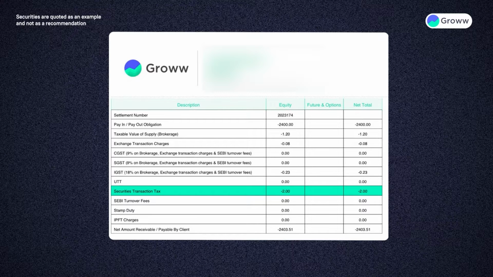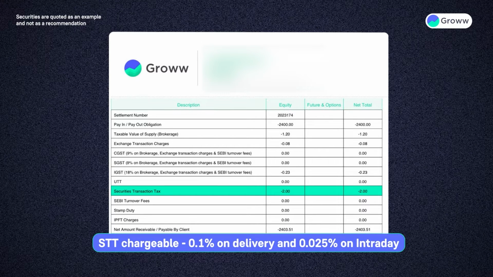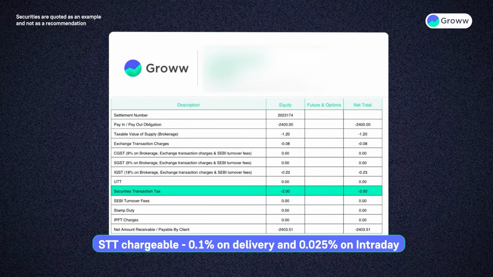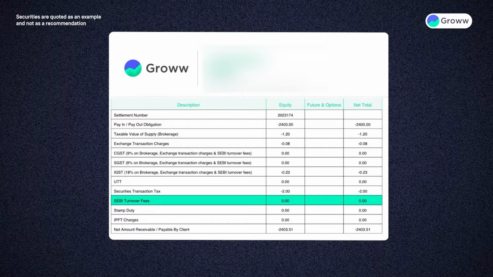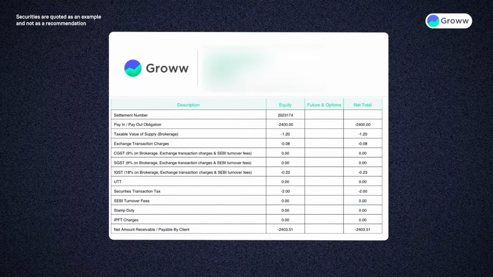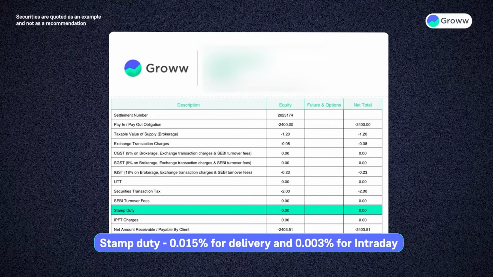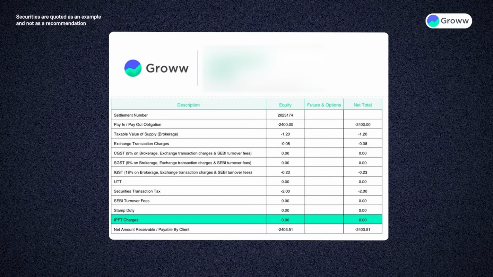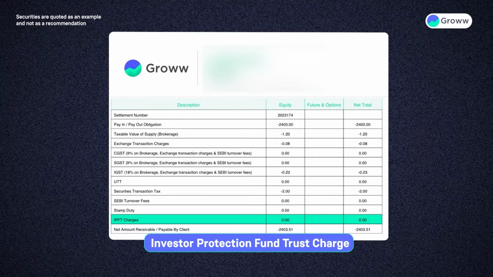On Groww, STT chargeable is 0.1% on delivery and 0.025% on intraday. Now, SEBI turnover fees are 0.0001% for both intraday and delivery. Then, stamp duty is 0.015% for delivery and 0.003% for intraday. The last is IPFT, which is the Investor Protection Fund Trust charge, which is 0.0001% for both intraday and delivery.